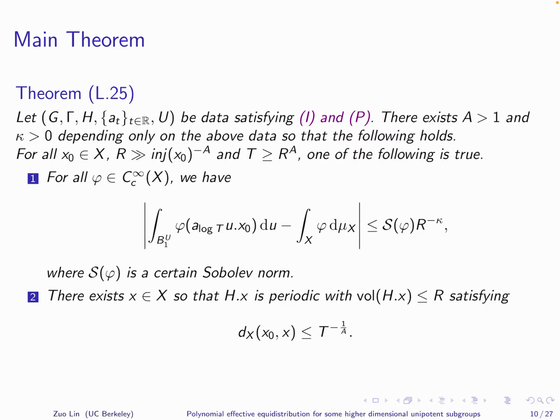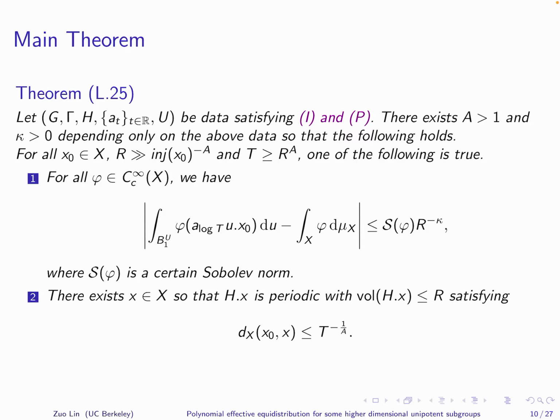For all initial points x0 in X and R large enough depending on the injectivity radius of x0, and t greater than R to the a, then one of the following is true. Well, the first is, for every smooth compactly supported function, this size 1 piece of expanding average is close to the space average by a rate of R to the minus kappa. But okay, you need to pay a price of the Sobolev norm of your smooth function.